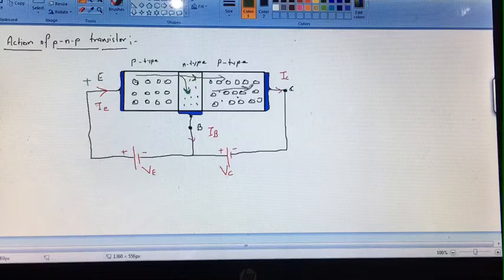Then a current due to majority charge carrier will flow in this direction, and see, this hole will be repelled, then hole will start motion towards base, so that's why a small amount of current due to hole, ICO, will flow. So net current IC is equal to ICO, reverse leakage current, plus current due to majority.